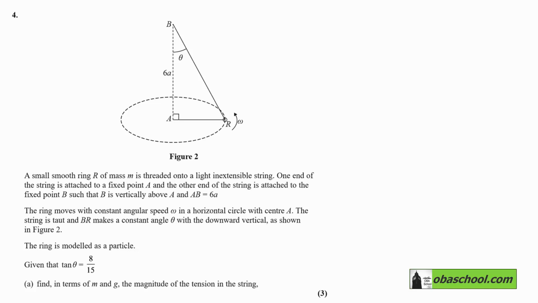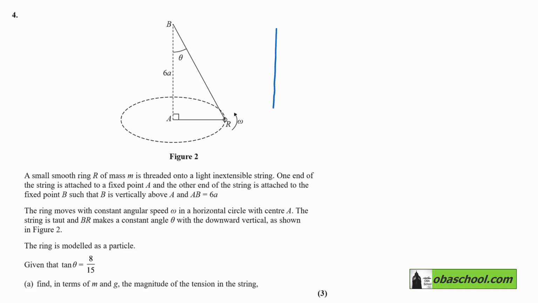The ring moves with a constant angular speed omega, as indicated in the diagram, in a horizontal circle with center at A. The string is taut and BR makes a constant angle theta with the downward vertical as shown in figure 2. The ring is modelled as a particle. Given that tan theta is 8/15ths, we want to find, in terms of m and g, the magnitude of the tension in the string.